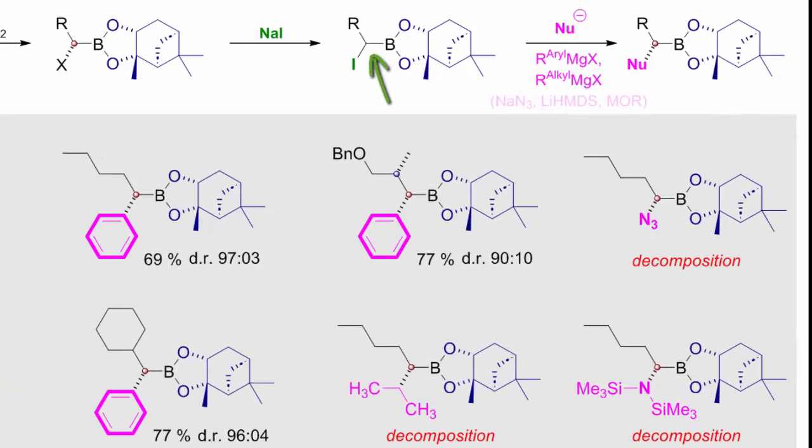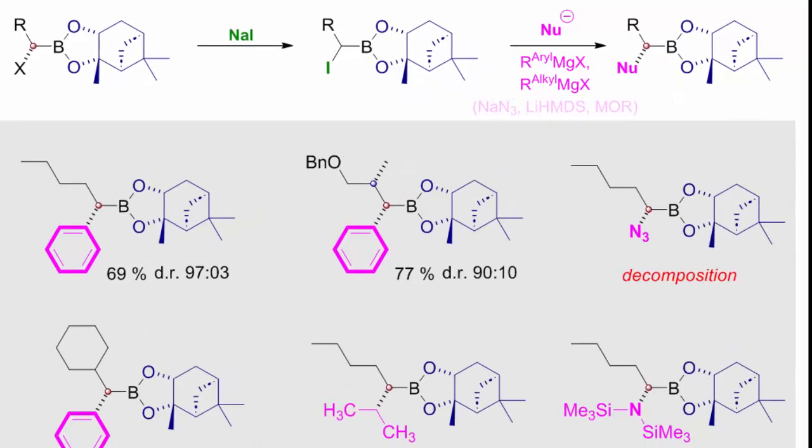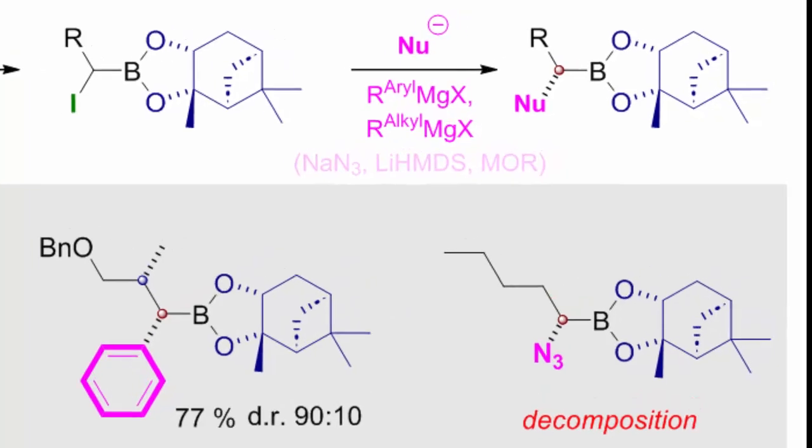But nevertheless, we still receive a highly diastereomerically enriched product after substitution with phenyl Grignard. And that means that there must be a somewhat more complex mechanism at work than just a simple double inversion reaction. So let's have a closer look at this substitution step.